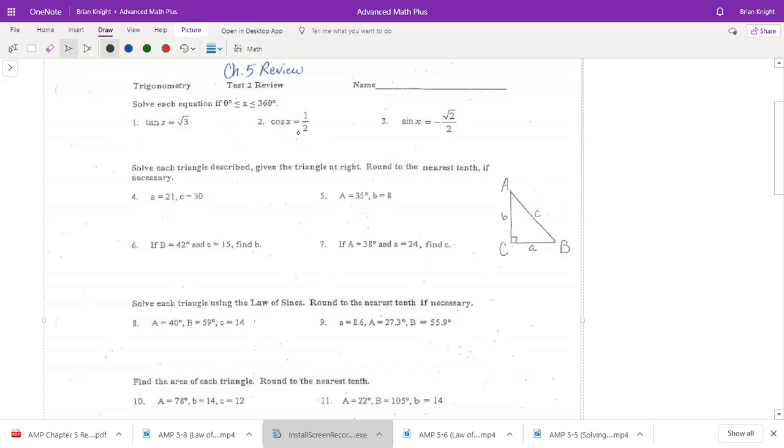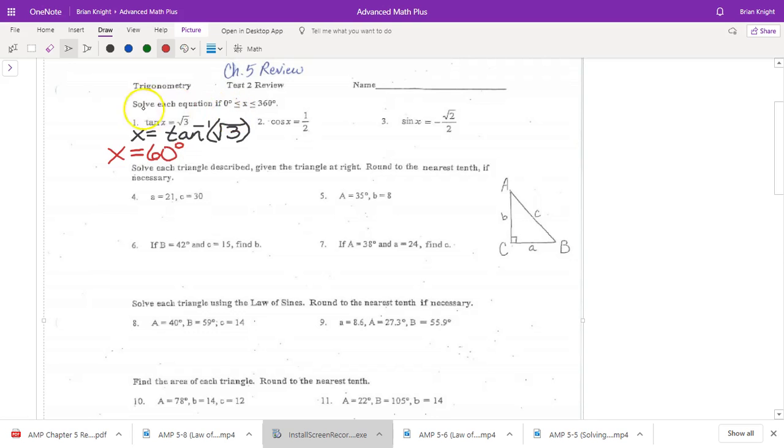What do we do to get the first answer? What do we need to do to get rid of tan? Inverse tan. So we say x is the inverse tan of the square root of 3. Put that in your calculator. I think red shows up better. And what do you get? 60. Everybody gets 60. So x equals 60.